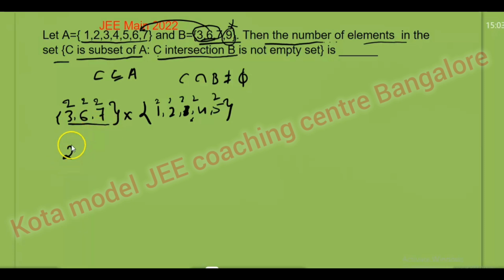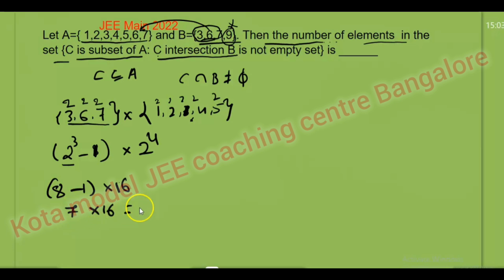That is why the count is (2 to the power 3 minus 1) into 2 to the power 4. 2 to the power 3 is 8, and 8 minus 1 is 7. 2 to the power 4 is 16. 7 into 16 gives 112. So in the collection of sets C, totally 112 sets are present. Now the final answer is 112. Now move to the next question.